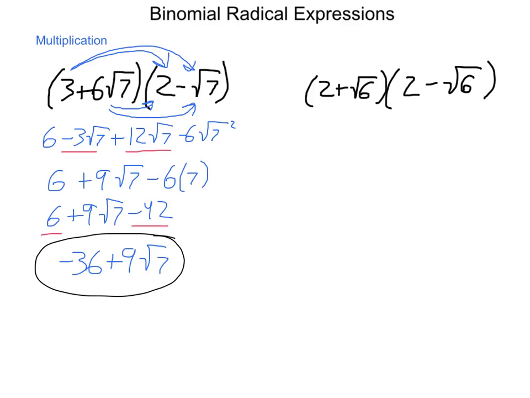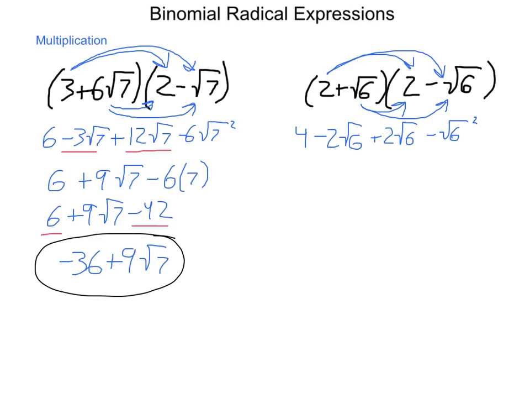Now, next one. What happens if we multiply 2 plus the square root of 6 with 2 minus the square root of 6? So again, we're going to distribute. 2 times 2 is 4. 2 times negative root 6 is minus 2 root 6. Root 6 times 2 is plus 2 root 6. And root 6 times negative root 6 is minus the square root of 6 squared.